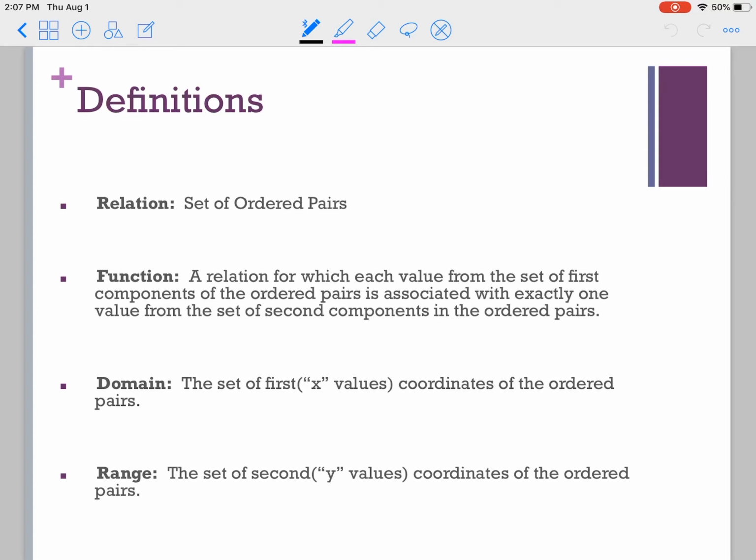All right, so a couple definitions. A relation is nothing more than a set of ordered pairs. That's it, just a bunch of ordered pairs. And you know that in our ordered pair, we usually have a parenthesis with a comma on the inside, and whatever number is on the left is our X value, and whatever number is on the right is our Y value.